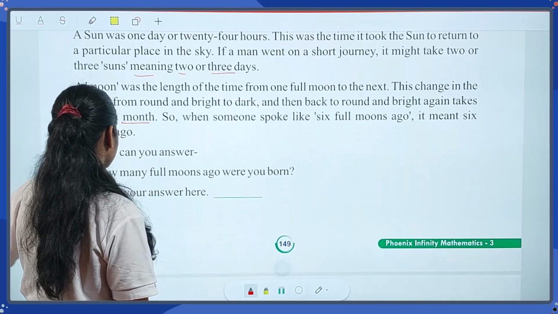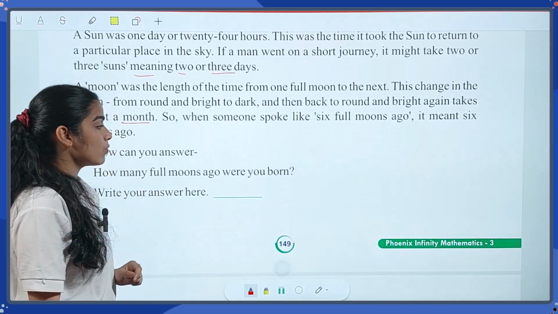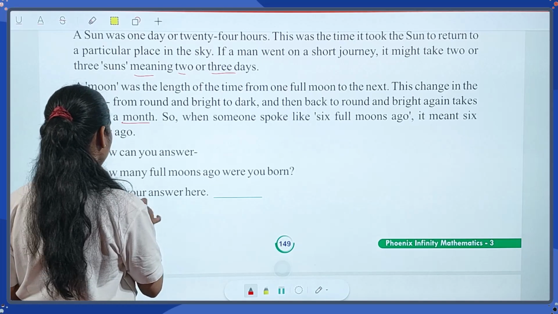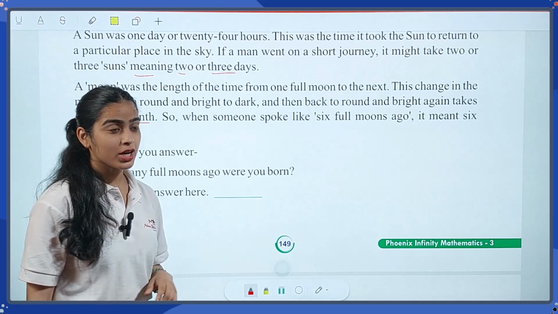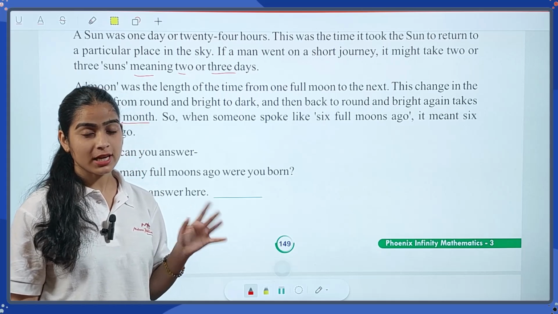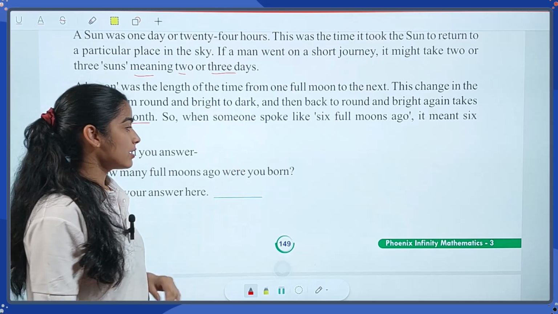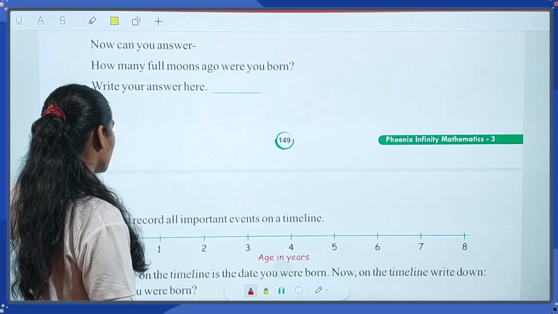Now you can answer how many full moons ago were you born? So this is a difficult question. Write your answers here. So now you have to check how many years old you are, and that will be converted into months. After converting into months, you can write how many full moons ago you were born.